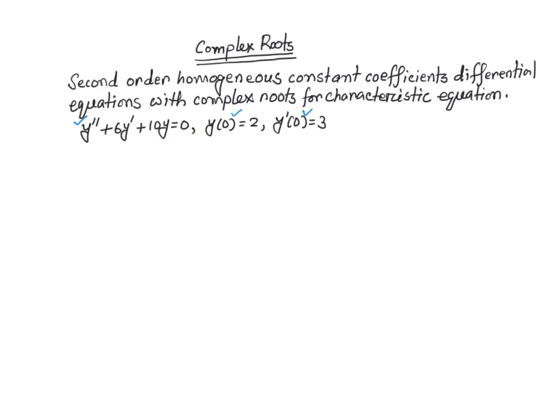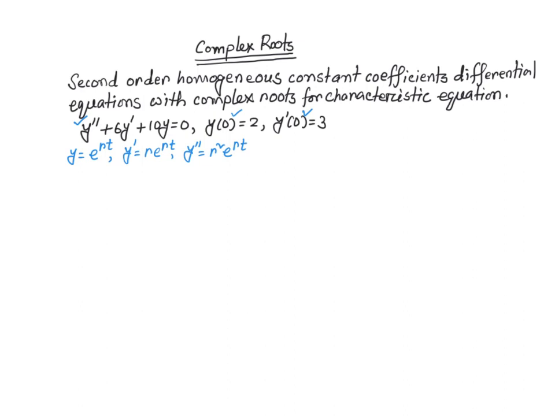So at first, I'm going to make the assumption that our solution has this format. y is equal to e to the power rt, and that leads to y prime is equal to r e to the power rt, and y double prime is equal to r square times e to the power rt.